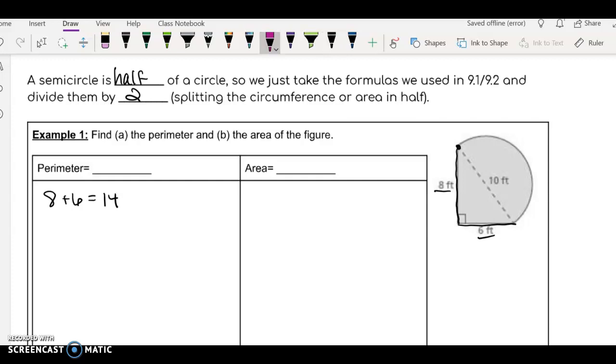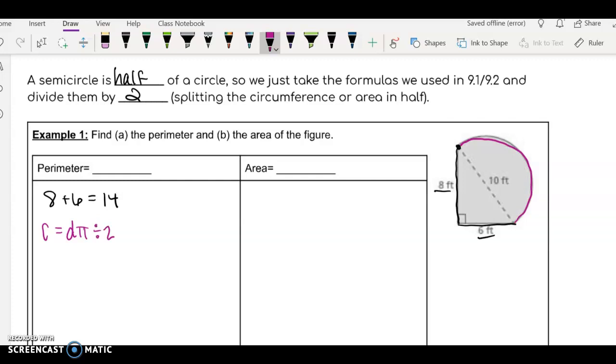But now I need to find the distance around my semicircle. In order to do that, we are going to use the formula that we used in 9.1 and 9.2, and that's our circumference formula. Circumference is the distance around the circle. So C equals our diameter times pi. But remember, that's for a full circle, so then we need to divide it by 2.